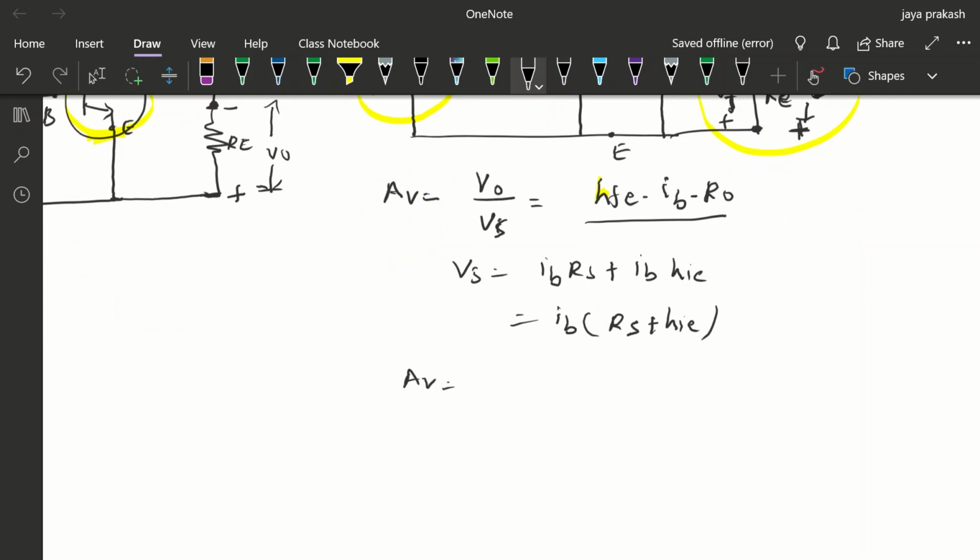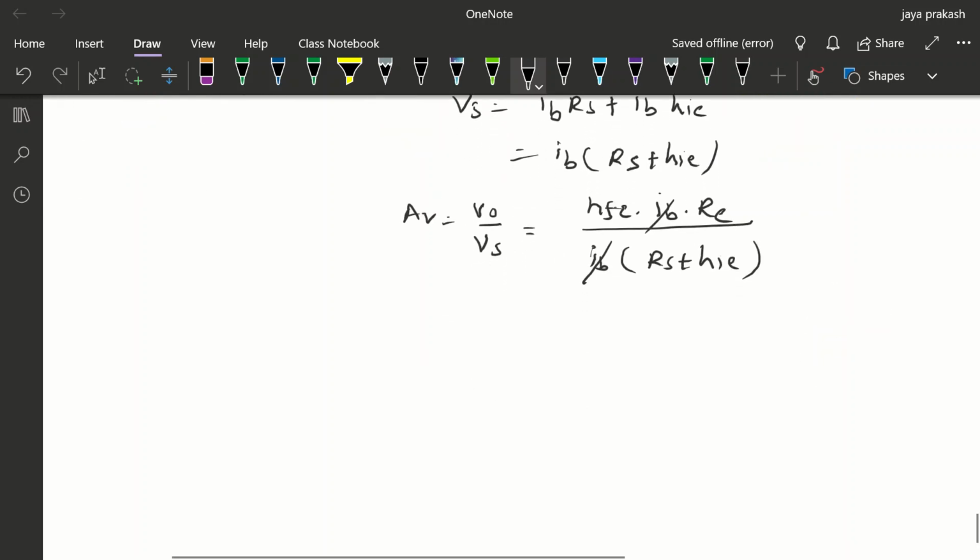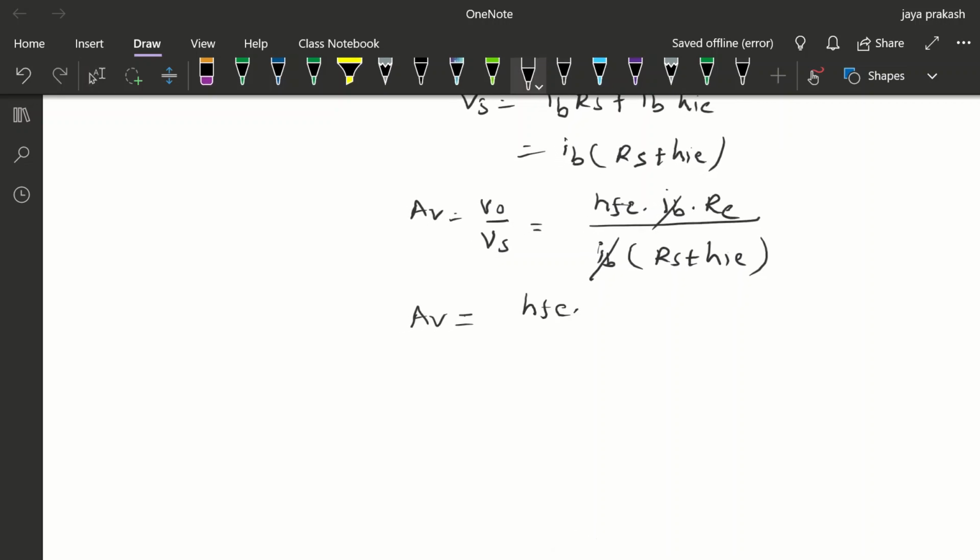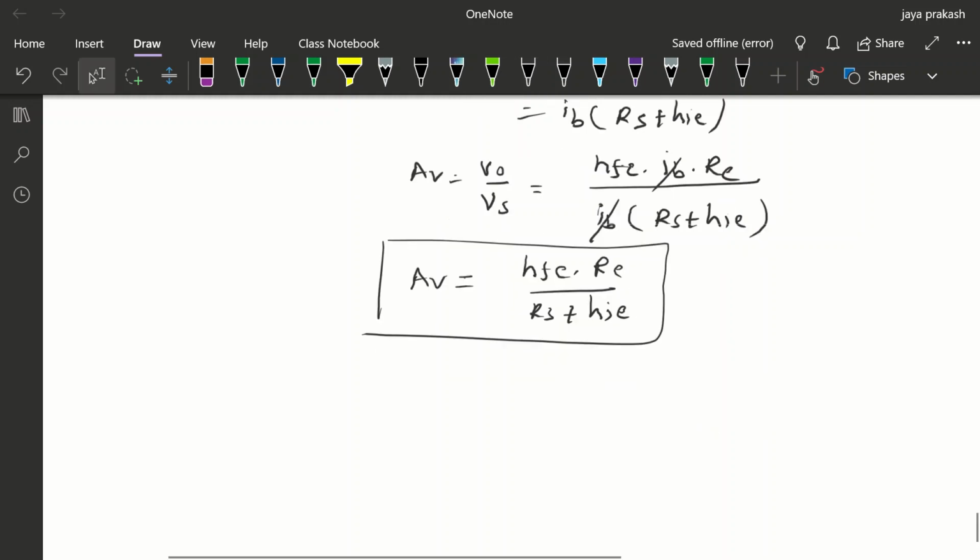So AV is equal to V0 by Vs. V0 is equal to HFE into IB into RE, divided by Vs, which is IB into RS plus HIE. This IB will get cancelled. So the basic amplifier gain AV is equal to HFE into RE by RS plus HIE. This is the basic amplifier gain.